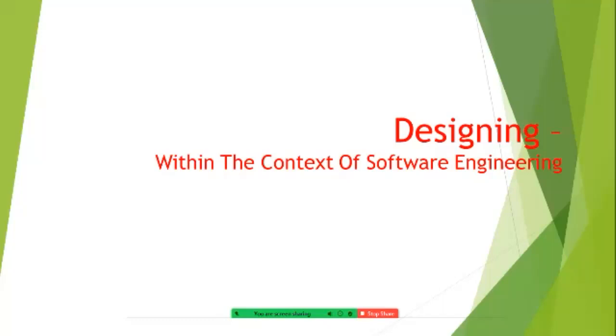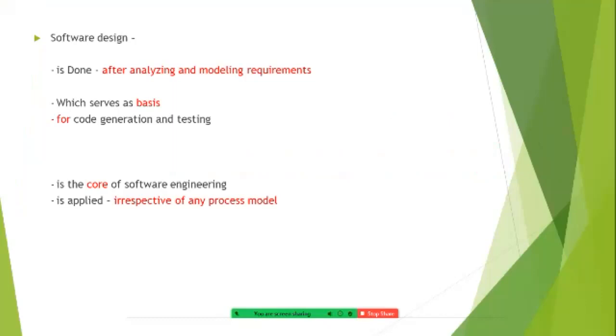Today we are learning about designing within the context of software engineering. Software design is done after analyzing and modeling requirements, which serves as the basis for code generation and testing. It is the core of software engineering and is applied irrespective of any process model.